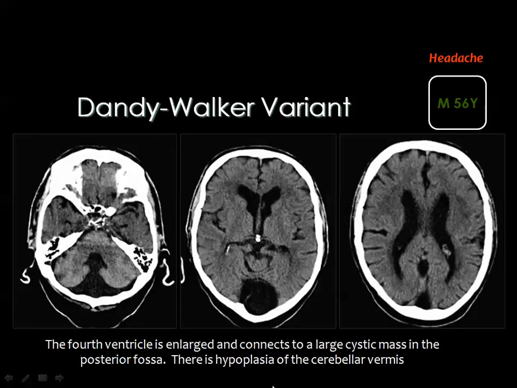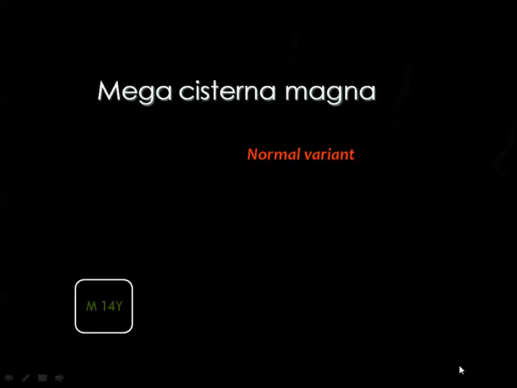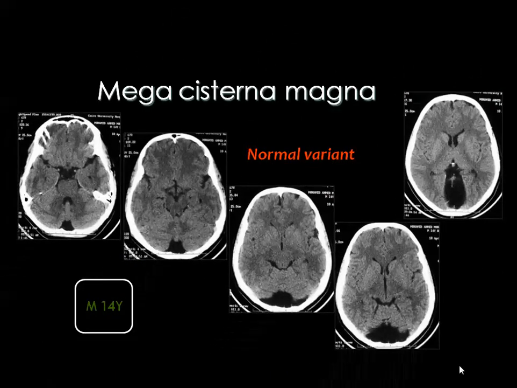Then this Dandy Walker variant is a small retrocerebellar cyst represented by megacisterna magna. It is somewhat communicating with the fourth ventricle, and there is some vermis which is present, and the supratentorial ventricles are slightly dilated. Then there is a normal variant where the cisterna magna is very large. Then this is, as I have said, the normal variant.